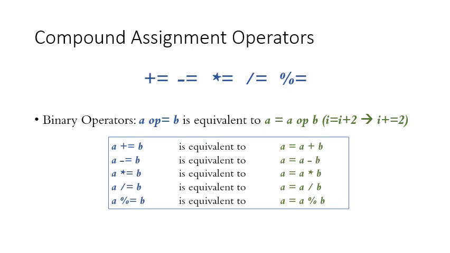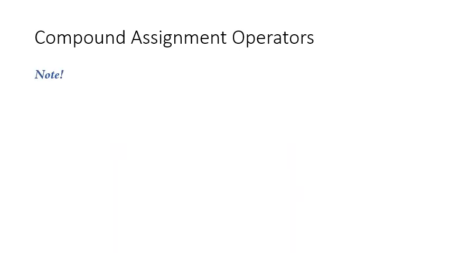So here are other examples. A plus equals B is equivalent to A equals A plus B. A minus equals B is equivalent to A equals A minus B. The same goes for the other operators such as multiplication and division, as well as the other compound assignment operators. There are some things that we must note and remember.